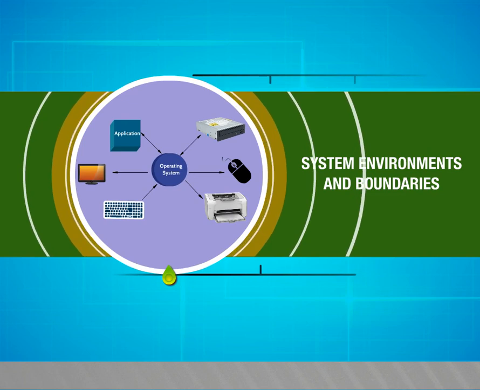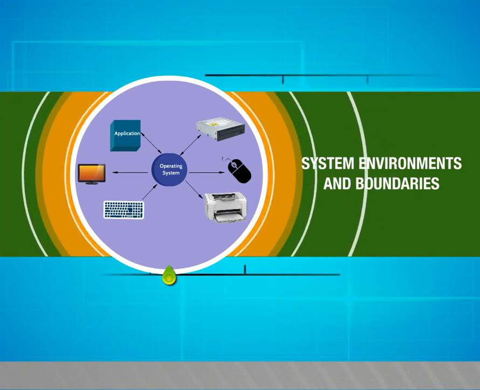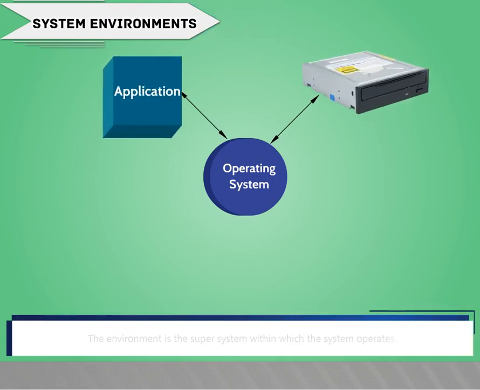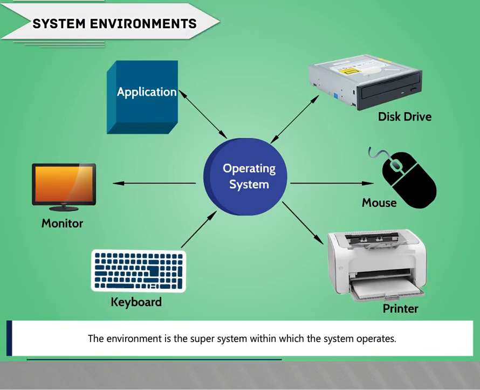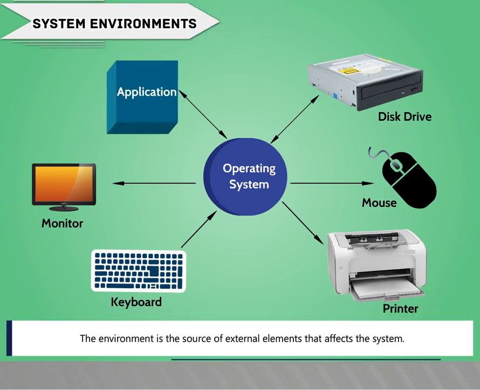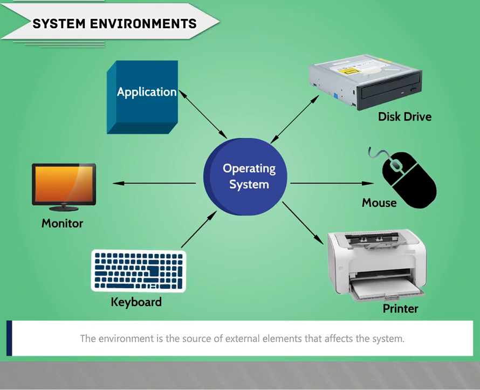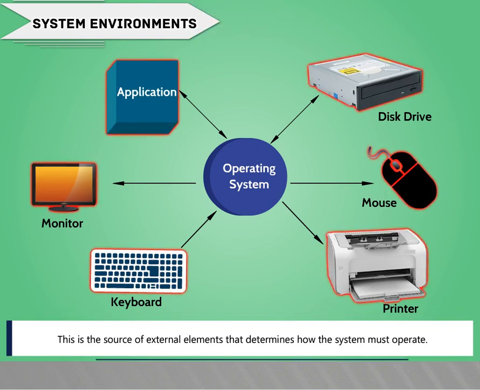System environments and boundaries. In this video, we are going to see about system environments and boundaries. System environments. The environment is the supersystem within which the system operates. The environment is the source of external elements that affect the system. This is the source of external elements that determines how the system must operate.